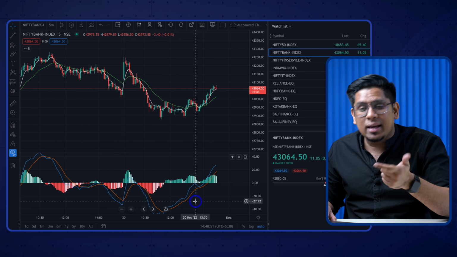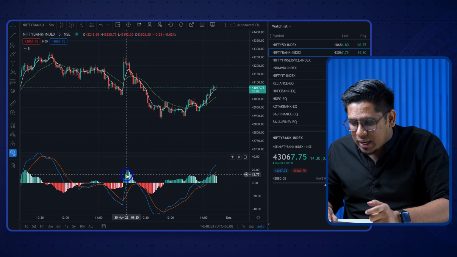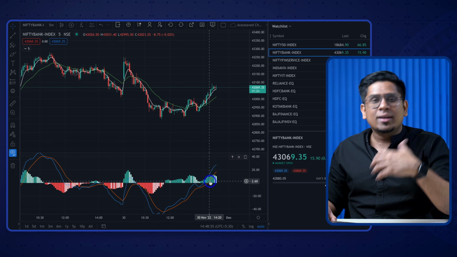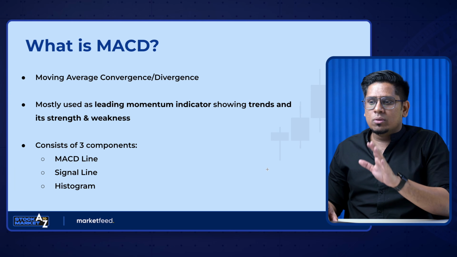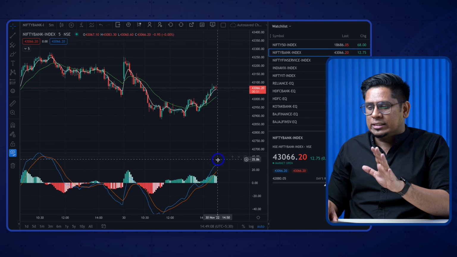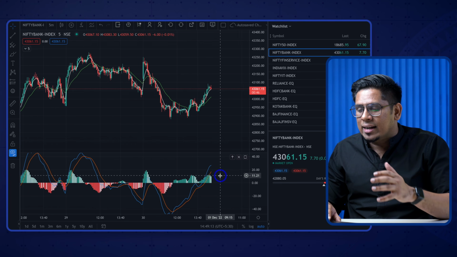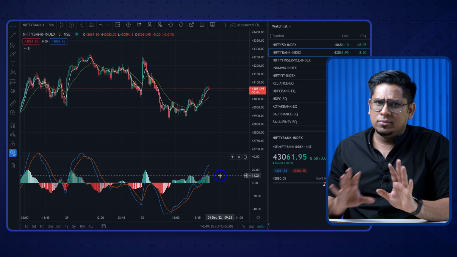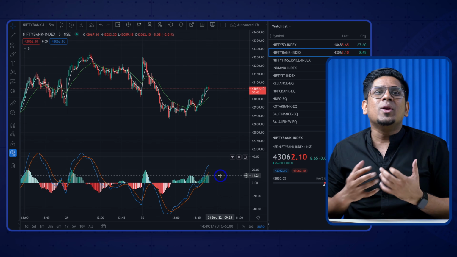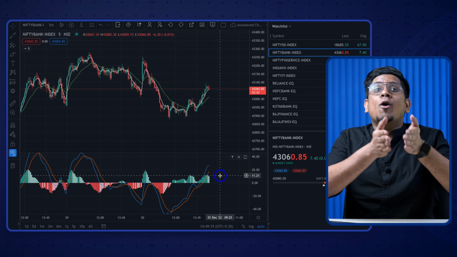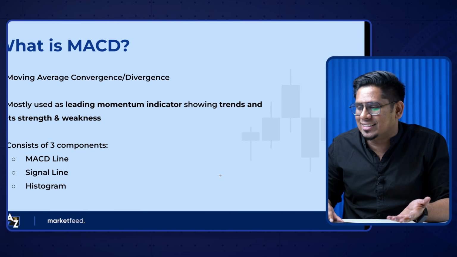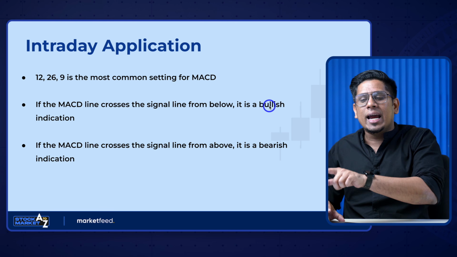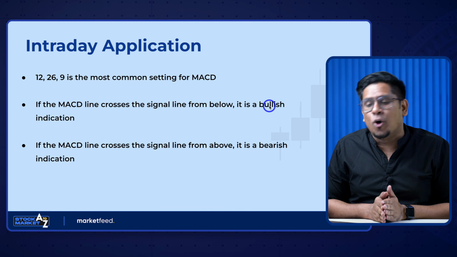The red line here is the signal line. And finally, you can see a histogram here. The histogram is also very important, and we'll talk about that in some time. So this is how MACD looks when you plot it on the chart. It is an underlay indicator, and it has these three components. Now you understand something. But again, you'll have questions as to how to use MACD so that you can practically take a trade. That's exactly what we can talk about in the next slide, the intraday application of MACD.